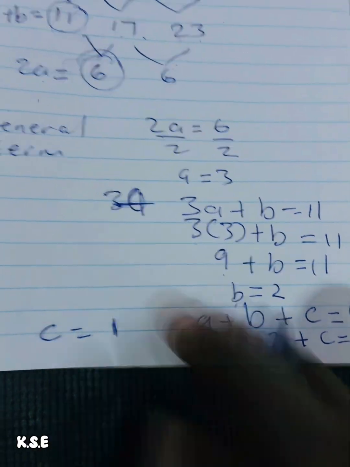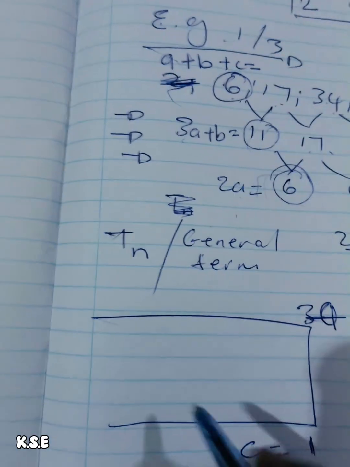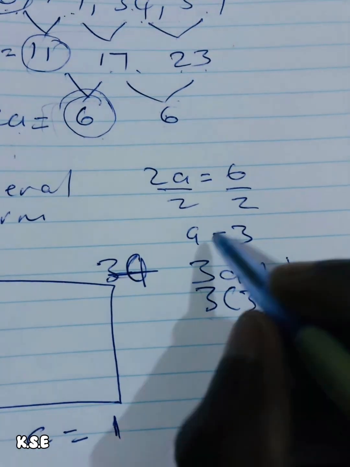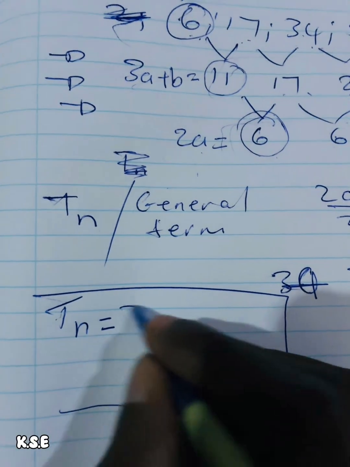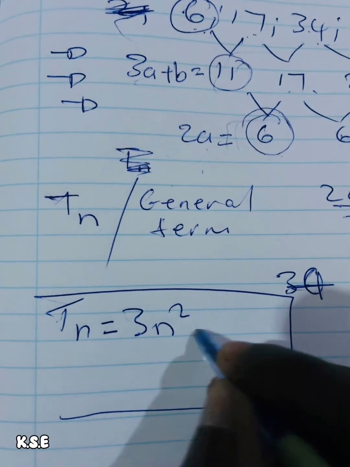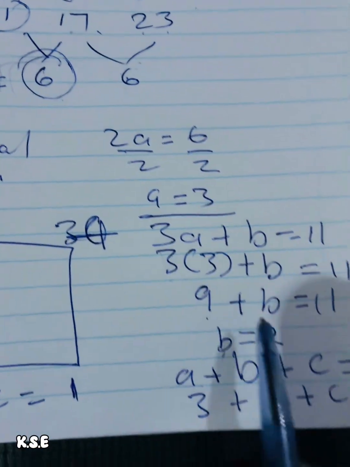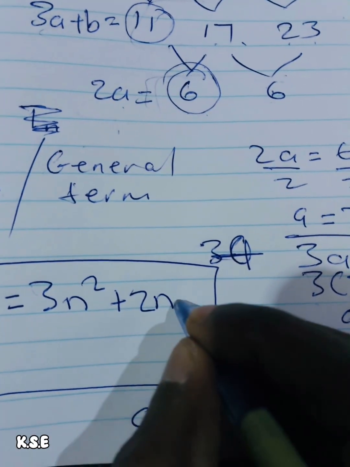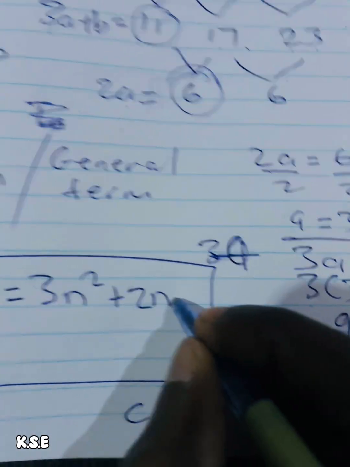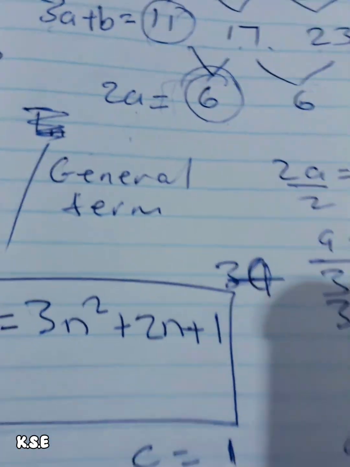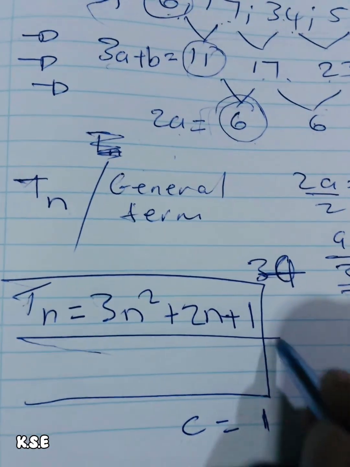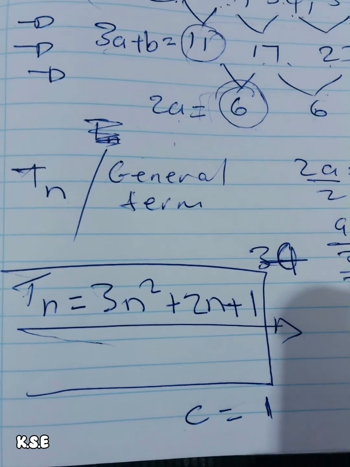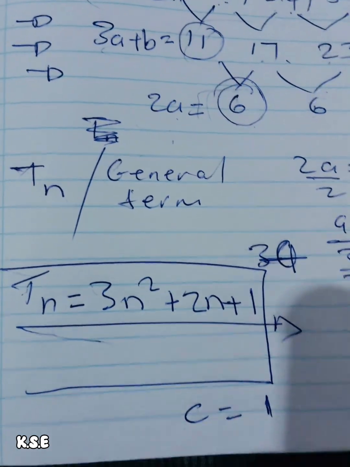So meaning our nth term is equal to what we got on A, which is 3, so 3n squared, plus what we got on B, which is 2, so plus 2n, and what we got on C, plus 1. So this becomes our nth term. We're going to do more examples on this so everybody can understand what we're talking about.